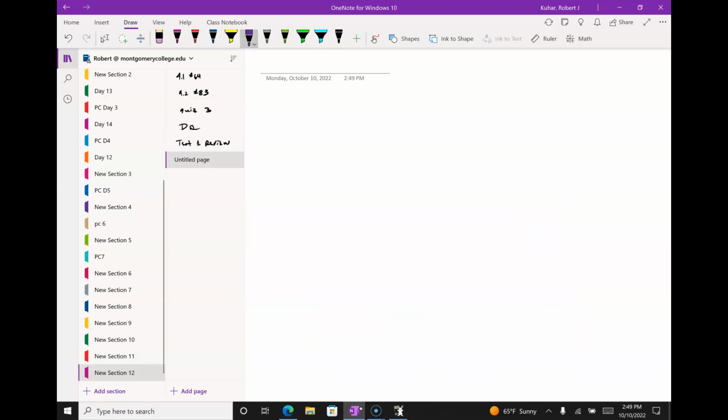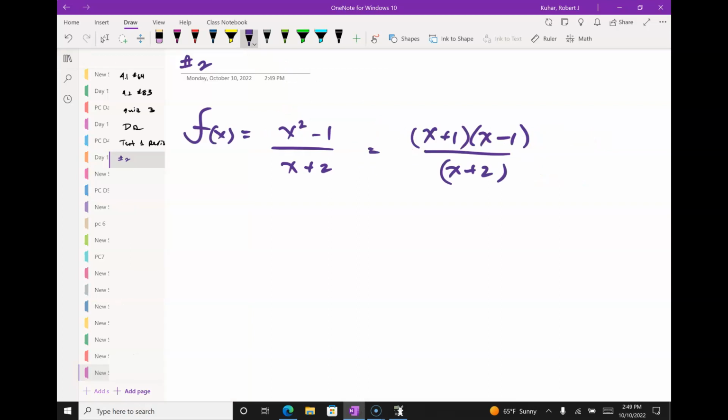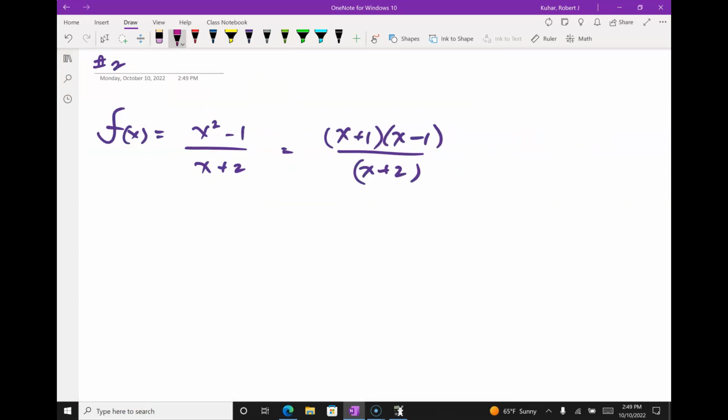Anybody want to share what the first thing you do with a sign table? Anybody remember what to do with your function? Factor, nice. So I'll start that for you. Remember, as we're practicing, we're making sure our formula sheet is filled out completely, right? This one is a little more difficult than what I'm going to give you on your test.